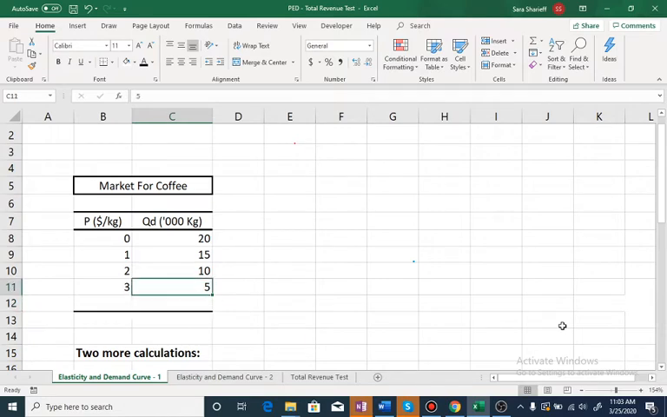When price is $4, quantity demanded is 0. Now I want you to focus that every time I'm increasing the price by $1, I'm reducing the quantity by the same amount, 5,000 kgs. Why am I doing this? Because I want to plot a linear demand curve. In case of a linear demand curve, every time price changes by 1 unit, quantity demanded is going to fall by a constant amount. So let's plot the demand curve.